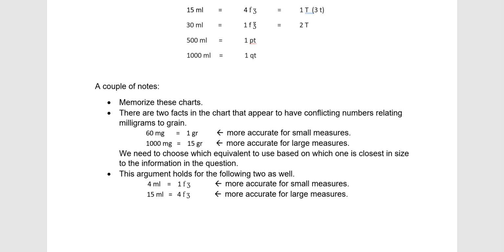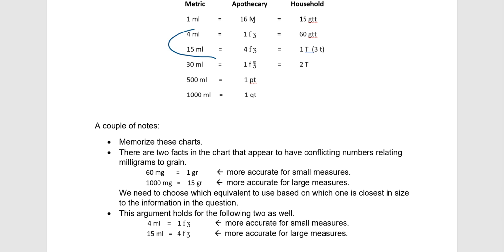The reason is because this first one, 60 milligrams to 1 grain, is more accurate for smaller measures. 1,000 milligrams for 15 grains is more accurate for larger measures. So we choose which conversion to use based on which one is closest in size to the information given to us in the question. And it's the same thing for this other one as well.